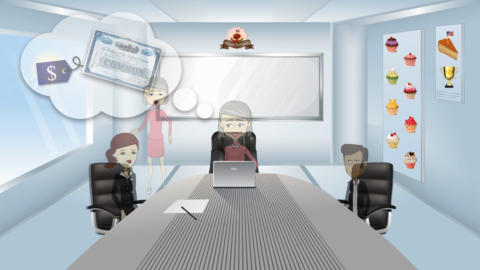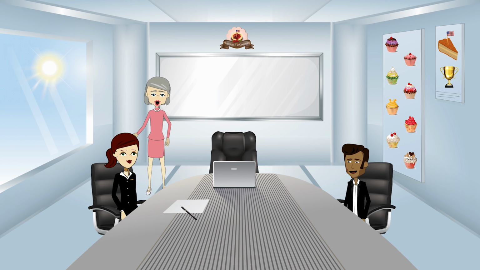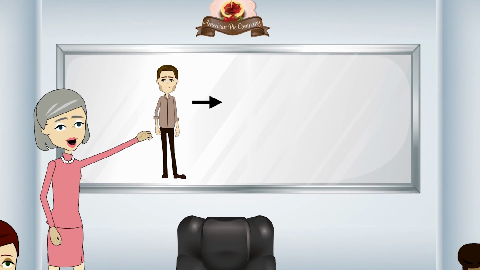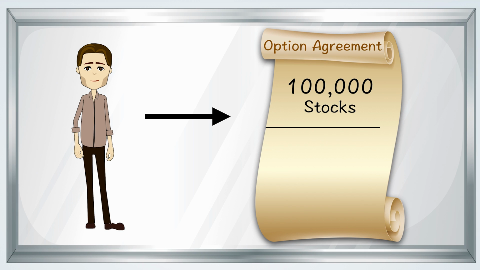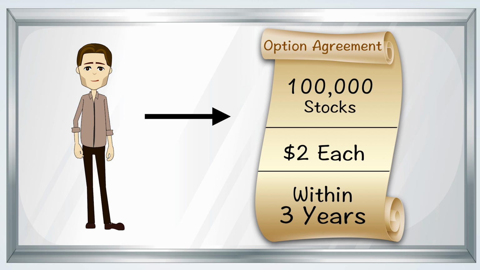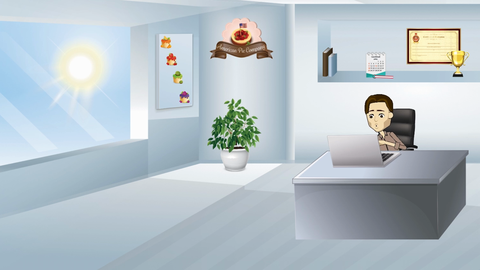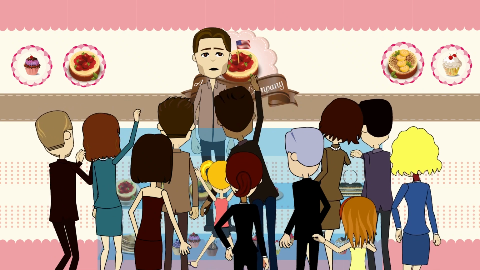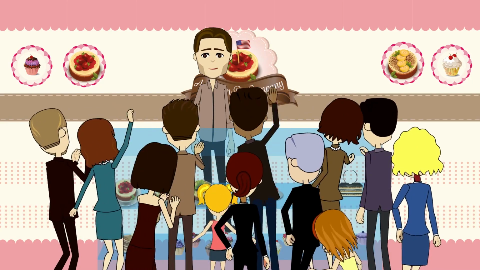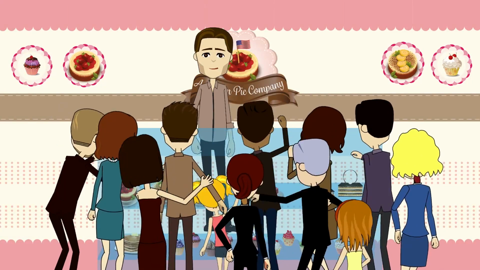To do so, Granny authorizes American Pie Company to grant Bob the right, but not the obligation, to buy from American Pie Company 100,000 stocks for $2 over a 3-year period. Granny's logic is simple. Holding the options, Bob will start to think of himself as an owner, and that will incentivize him to work harder. Holding the options, Bob's wealth becomes connected to the success of American Pie Company.